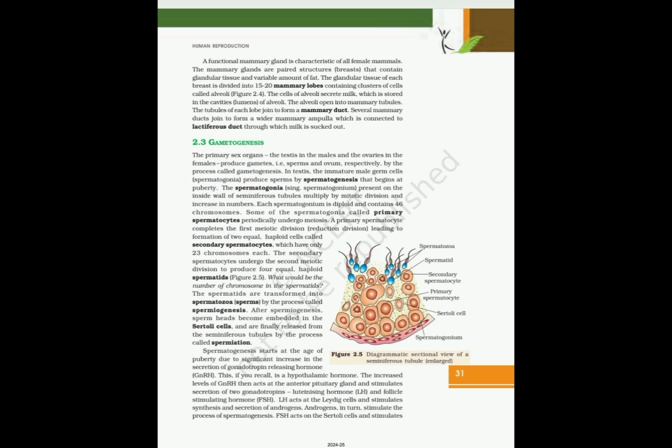that is, sperms and ovum, respectively, by the process called gametogenesis. In testes, the immature male germ cell produces sperms by spermatogenesis that begins at puberty. The spermatogonia present on the inside wall of the seminiferous tubules multiply by mitotic division and increase in numbers. Each spermatogonium is diploid and contains 46 chromosomes. Some of the spermatogonia, called primary spermatocytes, periodically undergo meiosis.